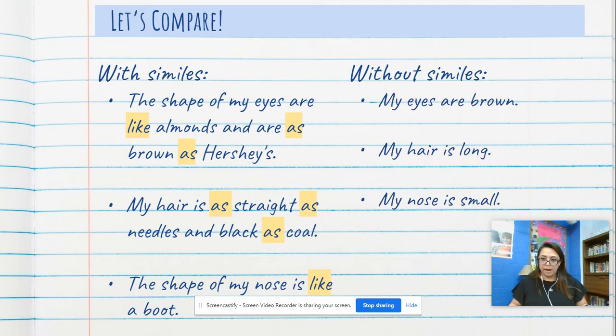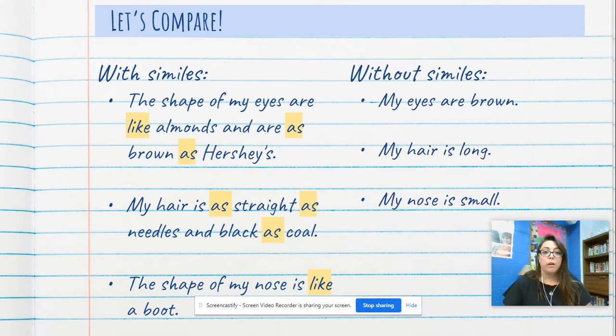All right, so let's compare. I'll read the left side first and then I'll read the right side. So, the left side. The shape of my eyes are like almonds and are as brown as Hershey's. Let's think about that. What are we comparing? We're comparing the shape of my eyes to the shape of almonds, and we've got the word like right in the middle, clearly signaling a simile.